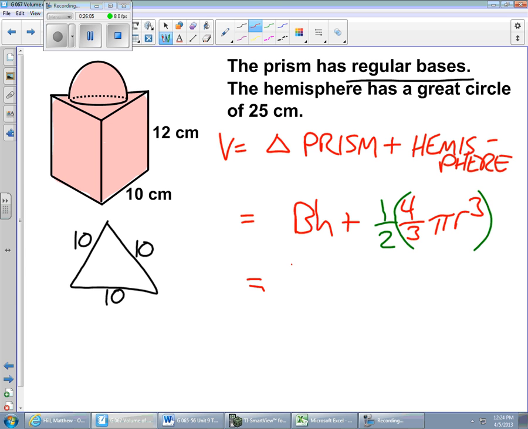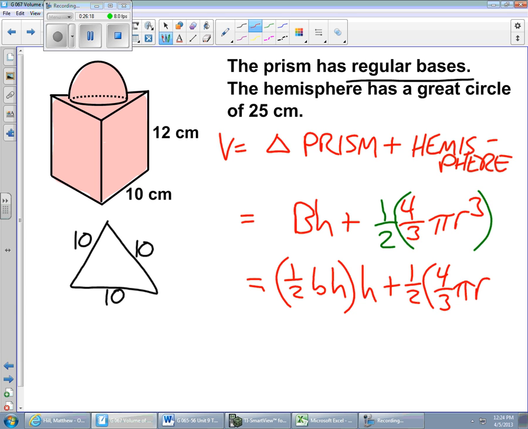Well, what do you actually need to know in order to calculate the area of a triangle? Big B is 1/2 times base times height, which will then multiply by the height of the prism, and then we still have this hemisphere going on over here. Trying to figure out here in the parentheses 1/2 times base times height. Now this is of the base. Well, look at your base. Base and height. What do we not know that we need to know? Need to know the height in there. Okay, and we don't have it.